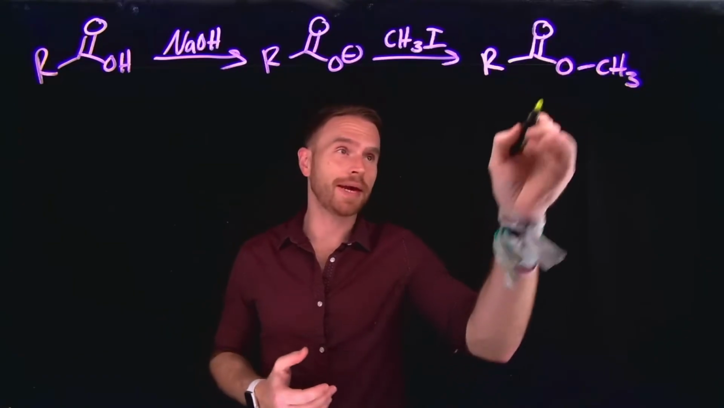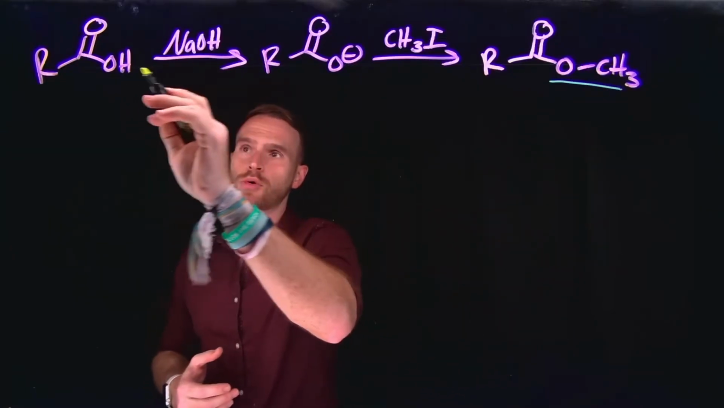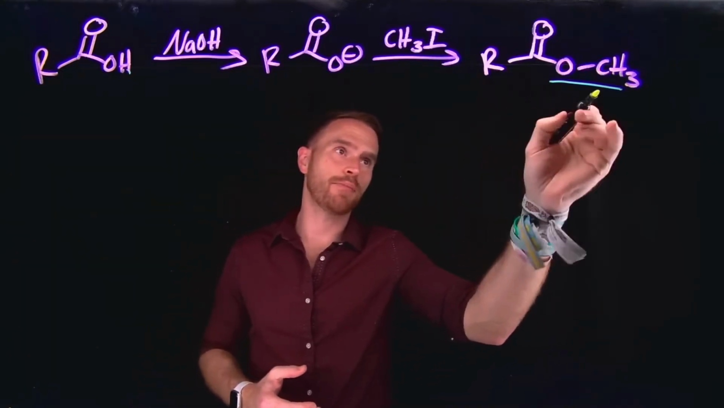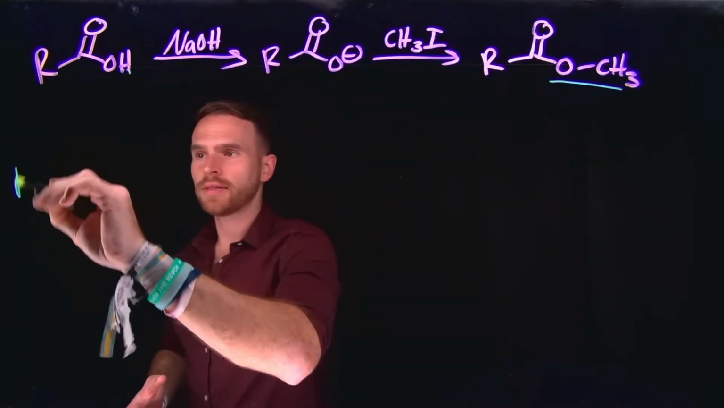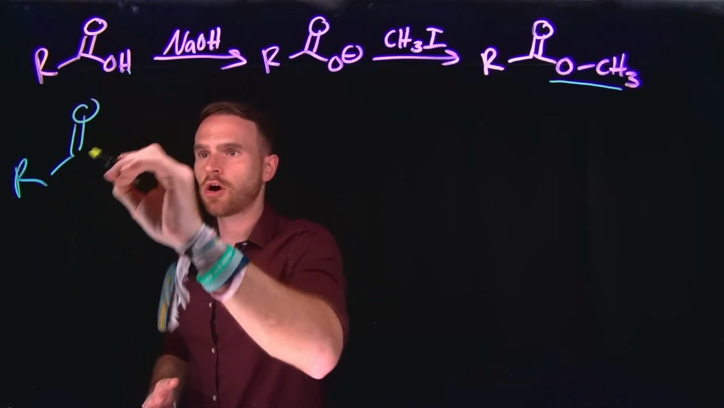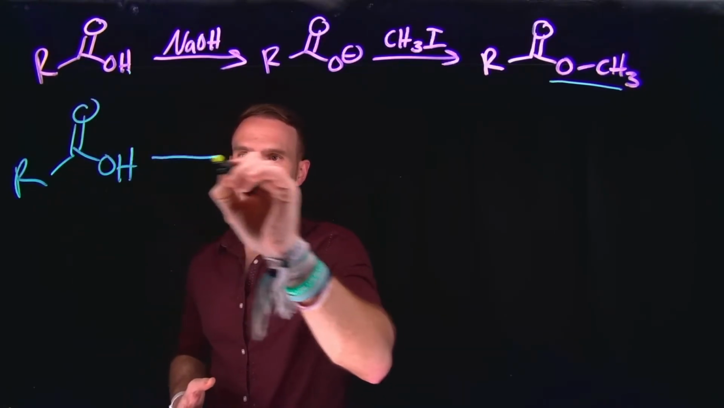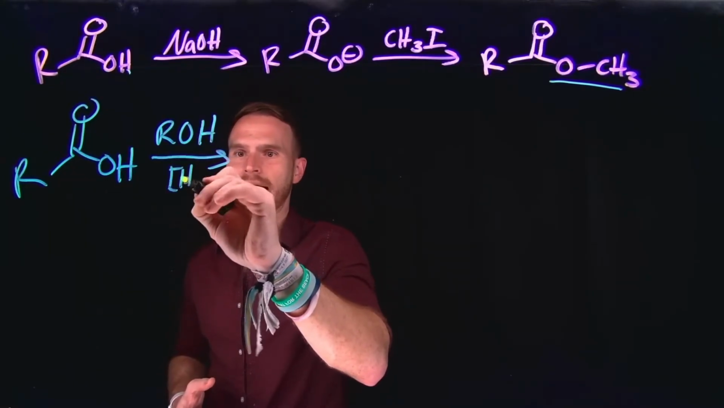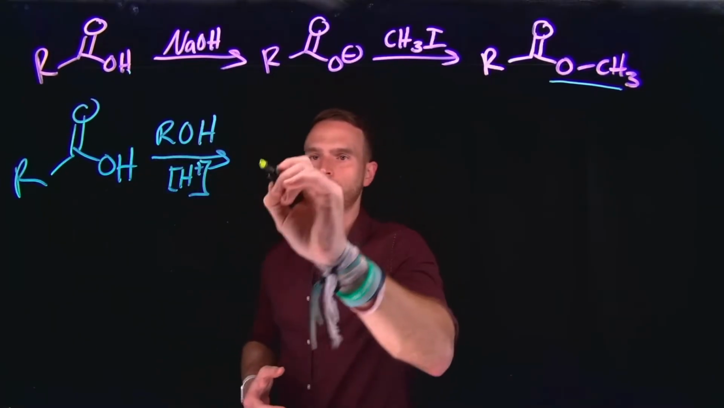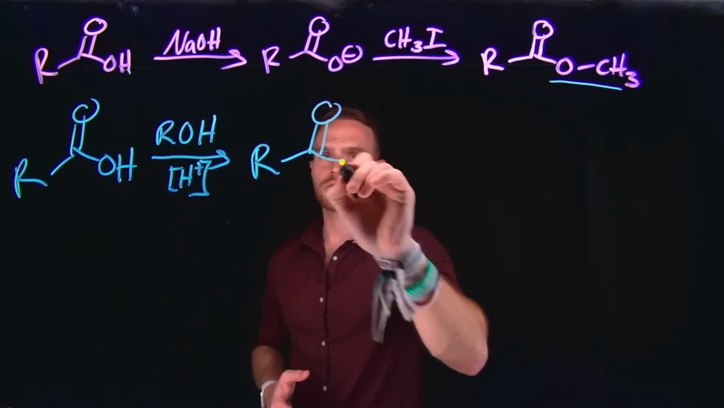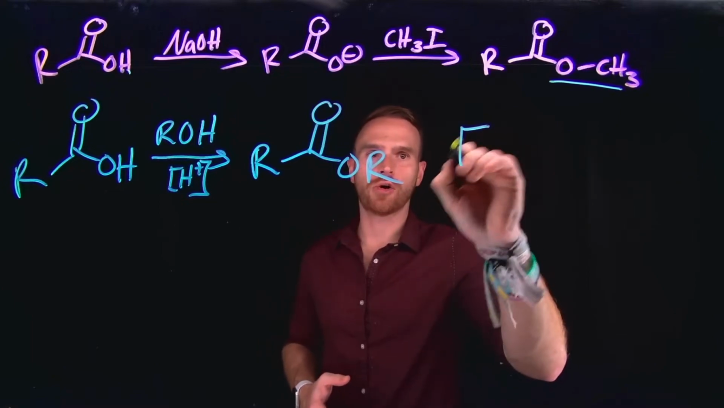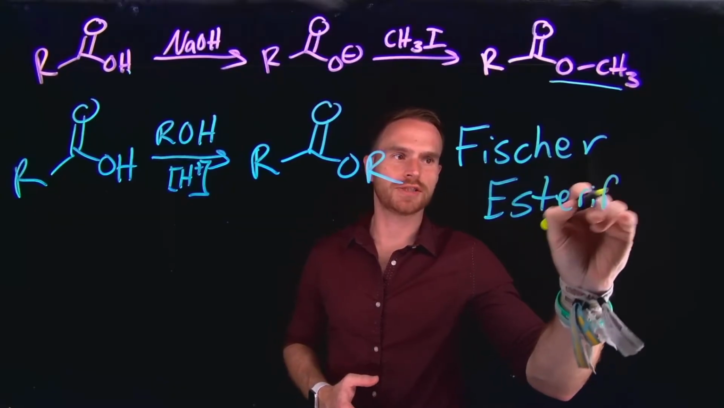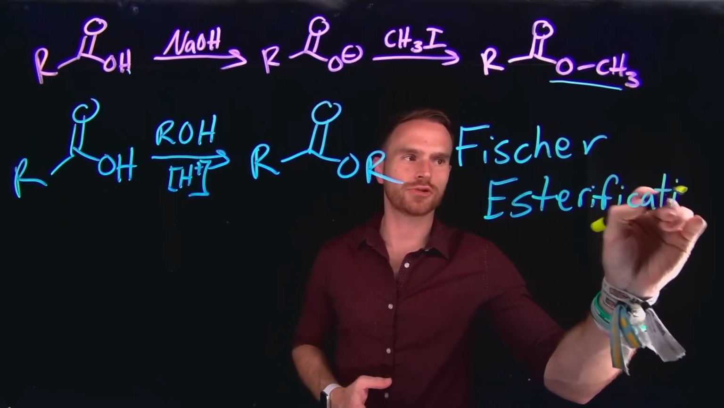One of the simplest ways to make esters is going to be through deprotonation of a carboxylic acid followed by an SN2 or substitution reaction to create a brand new ester bond. A more common way that people make esters, though, is called Fischer esterification, where you use an alcohol and some catalytic acid, and you can convert carboxylic acids very readily into brand new esters. And again, this is called Fischer esterification. So Fischer esterification is the most common way that these types of esters are made in industry.